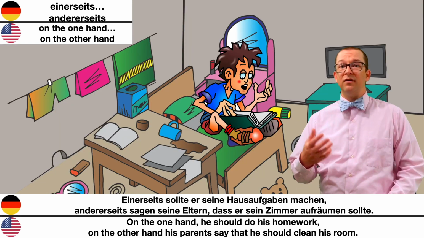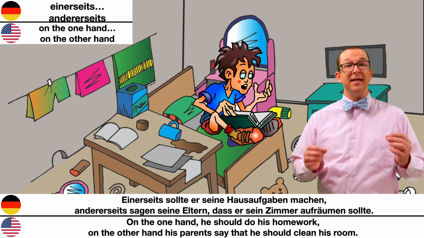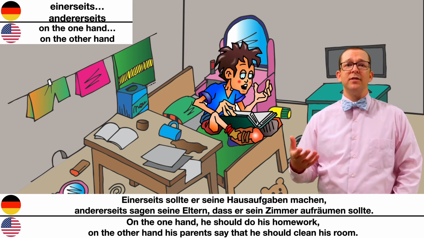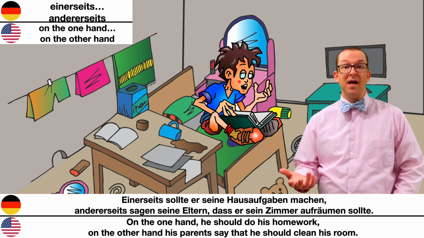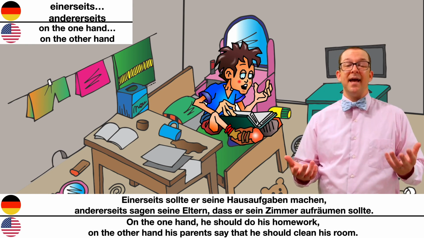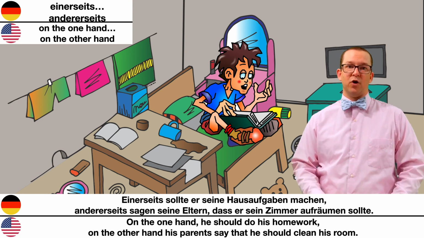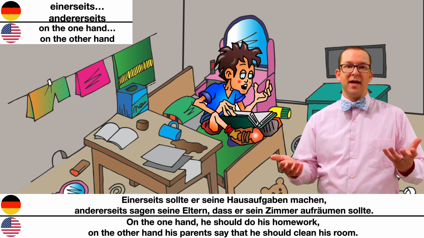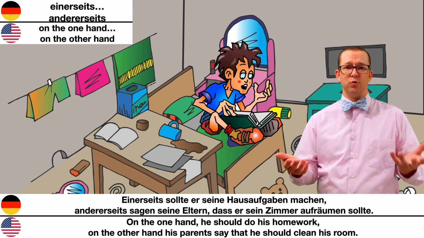The combination of einerseits and andererseits is great for showing the two sides of an argument. Einerseits sollte er seine Hausaufgaben machen. Andererseits sagen seine Eltern, dass er sein Zimmer aufräumen sollte. On the one hand, he should do his homework. On the other hand, his parents say that he should clean his room.